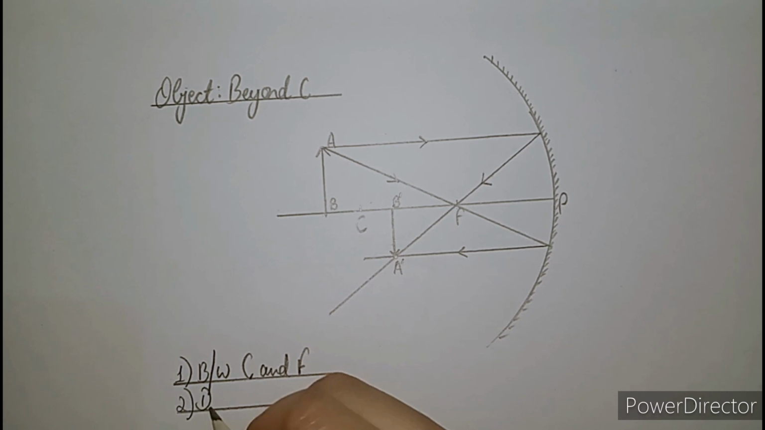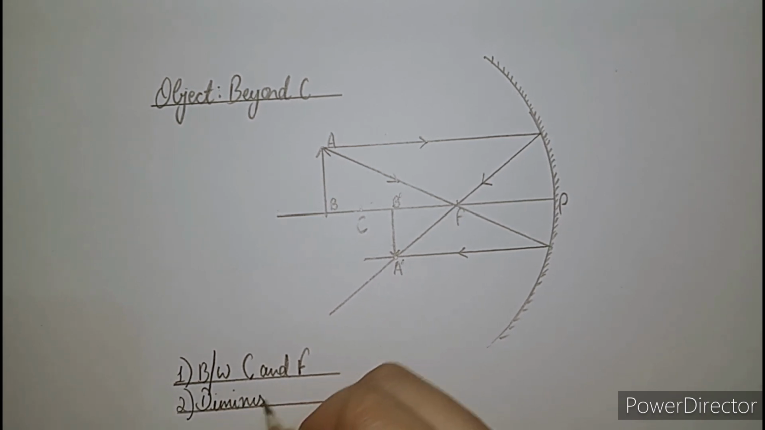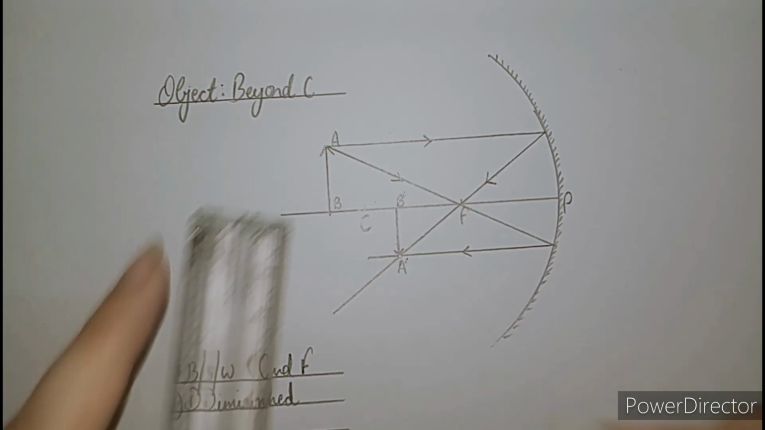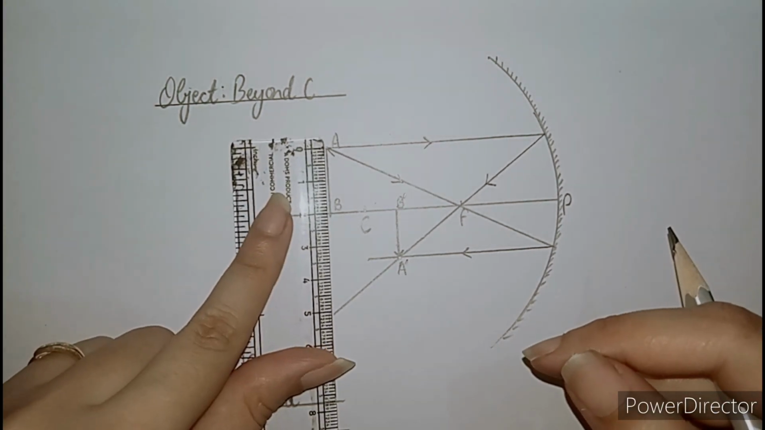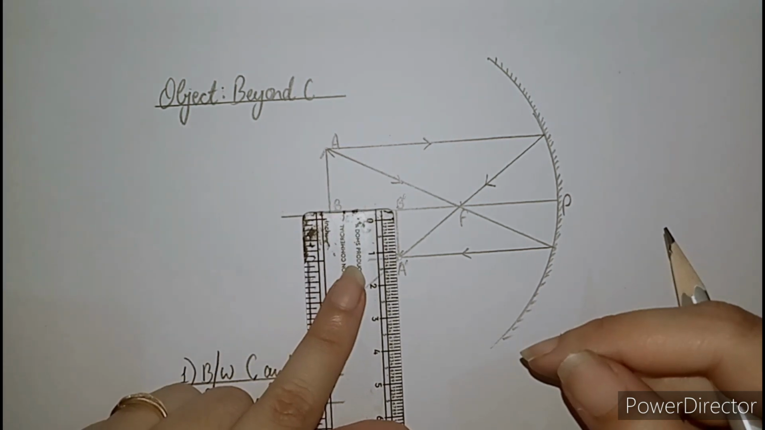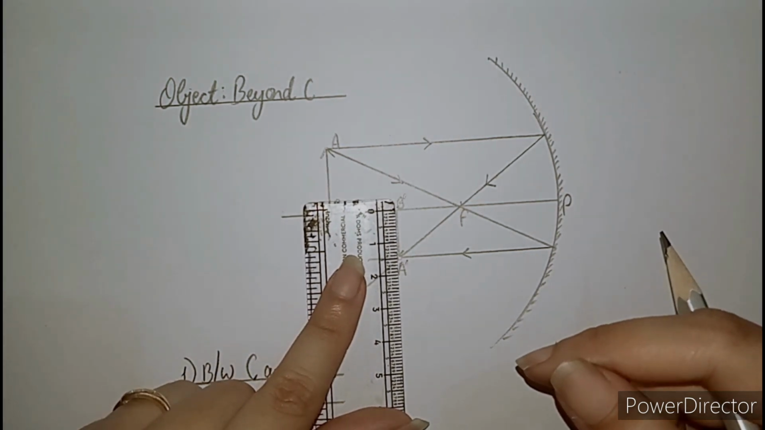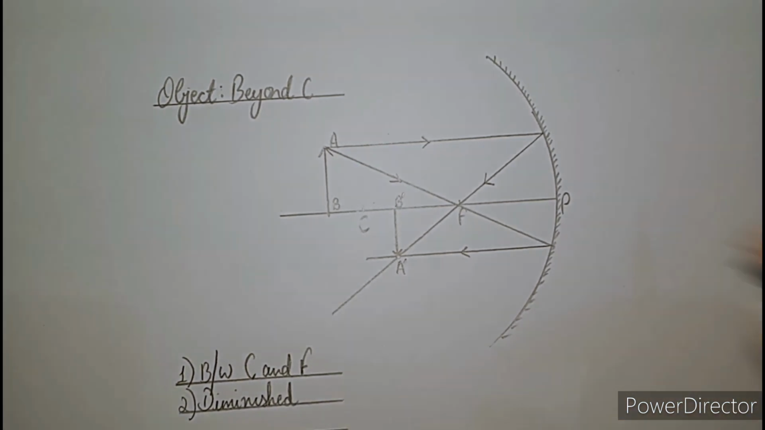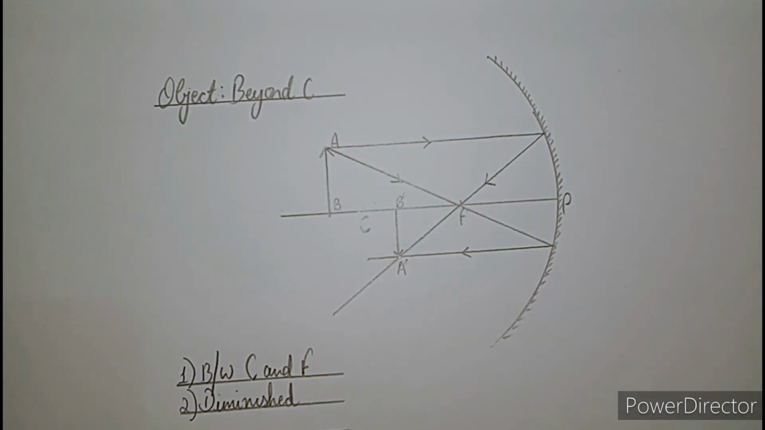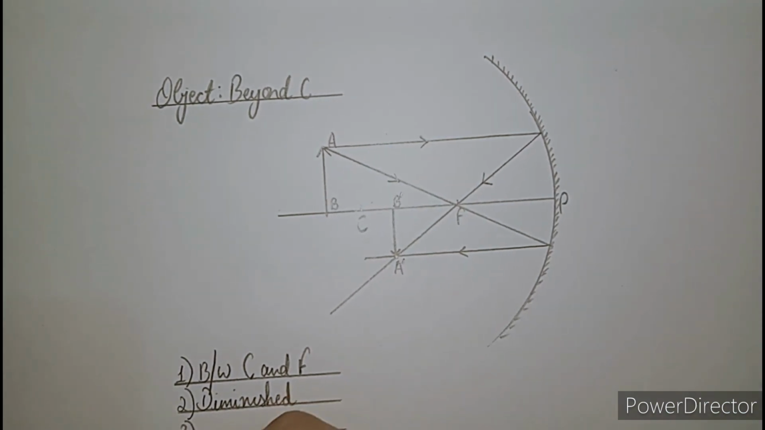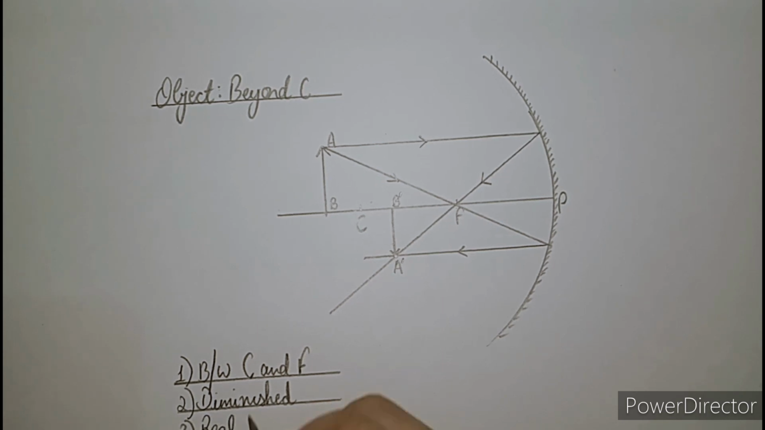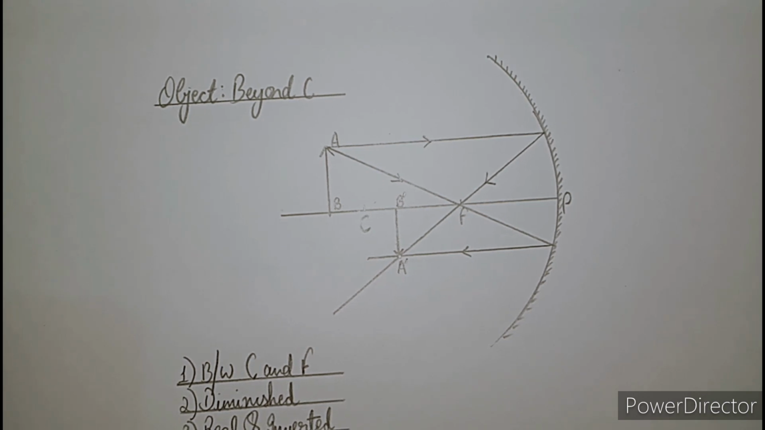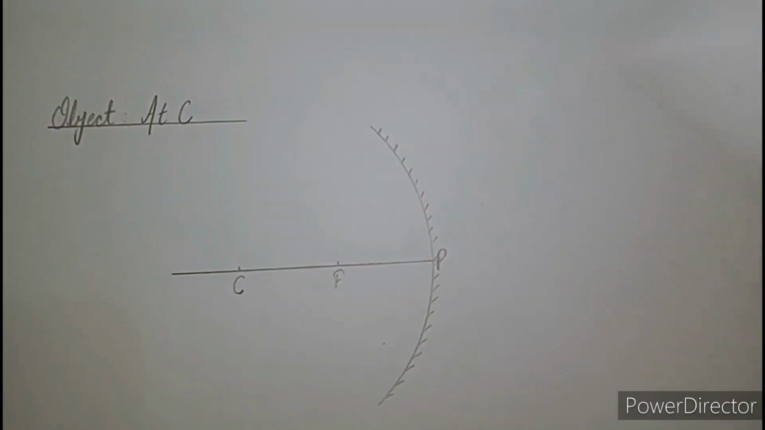Second, it is diminished. We could notice the size of the image is small, or we could even measure. See, I have taken my object as 2 centimeter, and if you notice, my image is coming nearly about 1.5. That is the requirement why we take the proper size for the object. So it is diminished. Diminished means smaller in size. And third, we are writing the nature, that is, it is real and inverted. So that's the case when the object is beyond center of curvature.